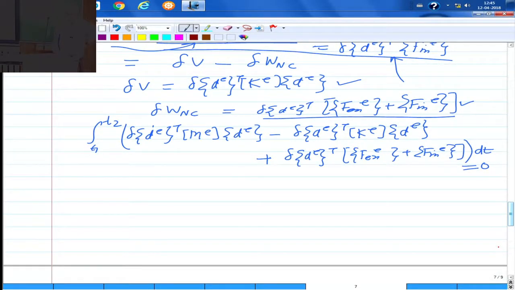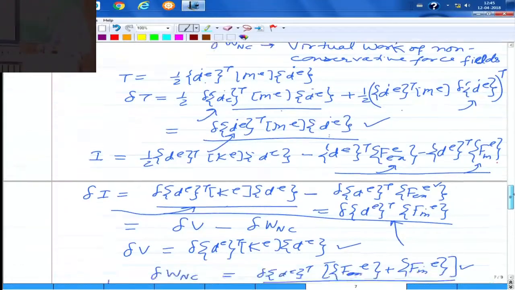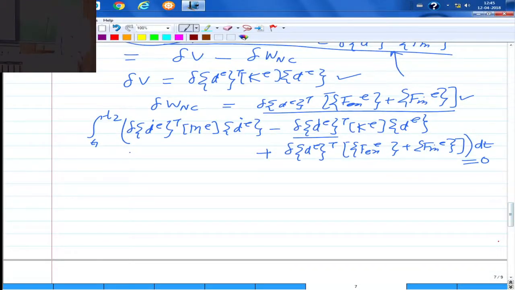Now here, as we used to do earlier, we wanted to say that delta dE is an arbitrary quantity, so this integral should be 0 for different variations in dE. But the only problem here is that this is dE dot, I'm sorry, I just missed it. So the only problem here is that this is the variation in the elemental velocity vector, whereas this is the variation in the elemental degrees of freedom.